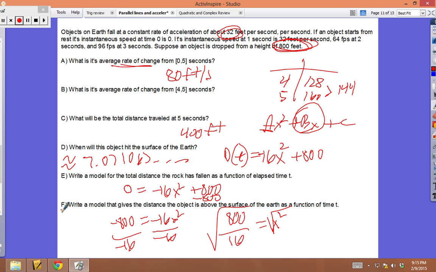And I think I answered F. Write a model that gives the distance the object is above the surface of the Earth. That's this one right here. So its distance above the Earth at any second, you just take the distance traveled, make it negative, and add it to 800, and that will give you its position above the Earth.